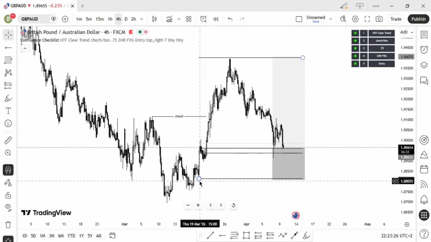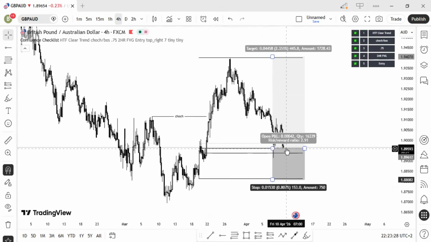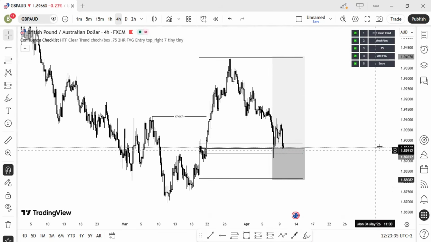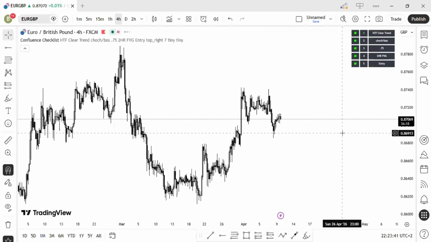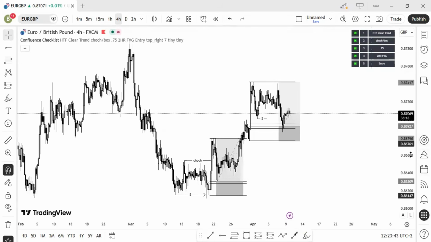So I take my fib, and then we have the 0.75. I take my entry right there. So we came back to the entry right now, but I'm still going to keep holding it. I have my stop loss and TP set, and forget. And then let's go to the next one. We have Euro GBP.